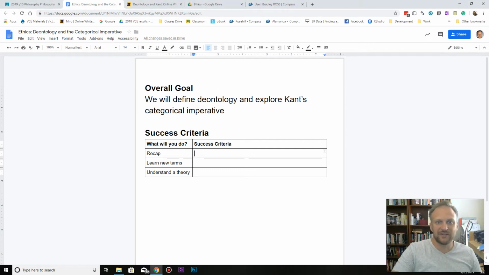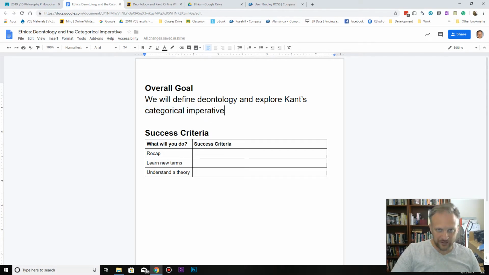Hey guys, and this time we're exploring deontology rather than what we call consequentialism, which means we're going to be looking at an ethical theory that argues it's what you do that determines what's right or wrong, not necessarily the consequences of it. So our overall goal is we're going to define what deontology is, and we're going to explore Kant's version of deontology, which is outlined in what we call the categorical imperative. So can you write that down?